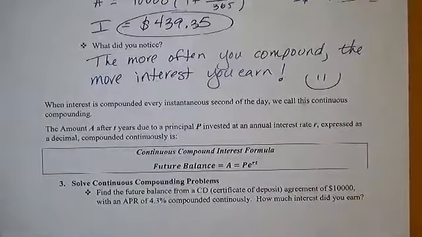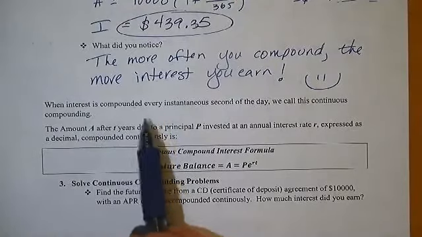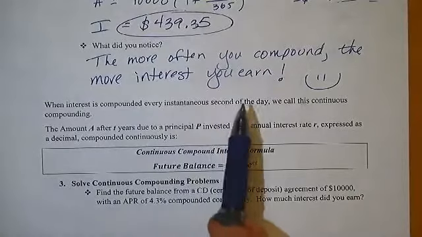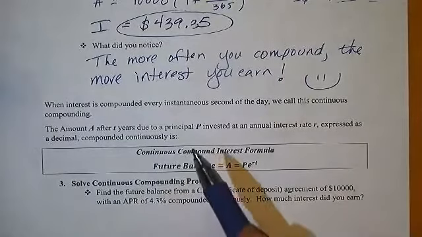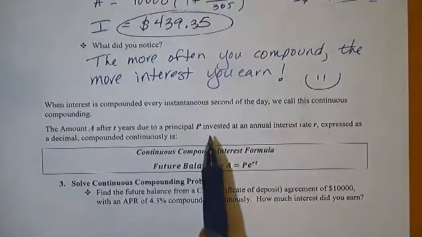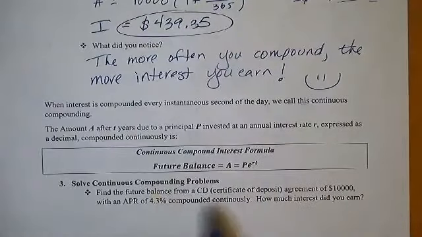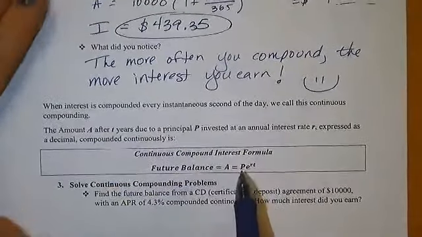There is one more type of compounding, and that's called instantaneous or continuous compounding. This is when the interest on a compounded account is compounded every instantaneous second of the day, meaning it's just a continual clock running of compounding. We call this continuous compounding. So the amount A after T years due to the principal P at a rate R is given by the following formula. The future amount is equal to P times e to the RT power.